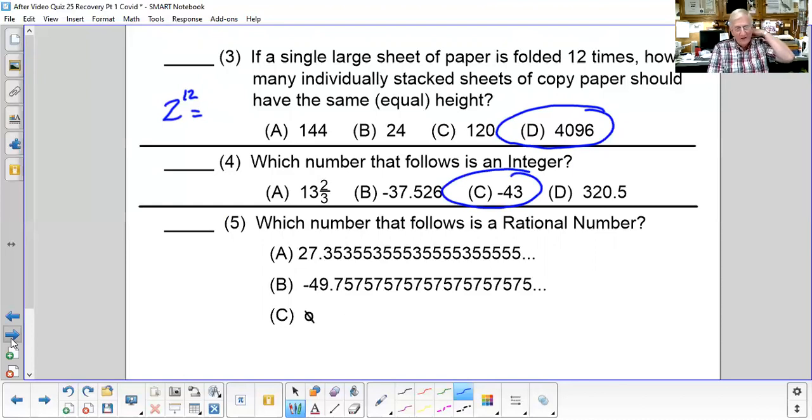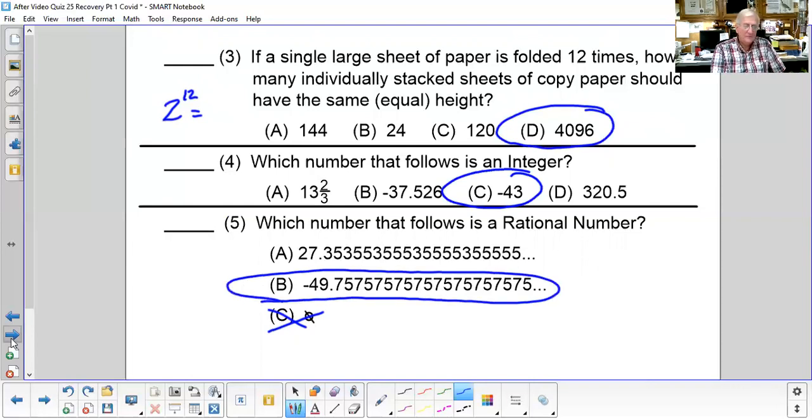Okay, number 5. Which number that follows is a rational number? Well, you know phi isn't rational, right? Phi is irrational. Look at B. Now, you have to look at these very carefully sometimes. If you look at B, you see 7575757575 continues. It's repeating. It's not showing a pattern, it's showing repetition to infinity. So therefore, it's a rational number.